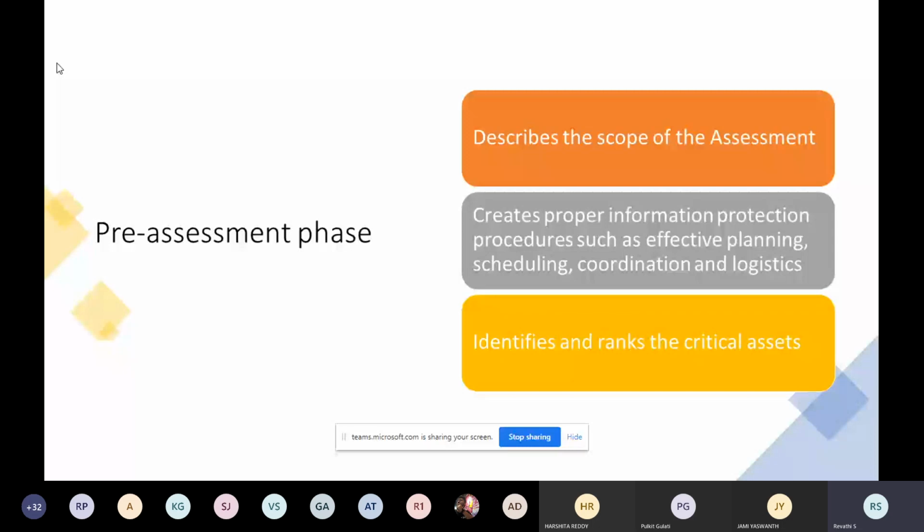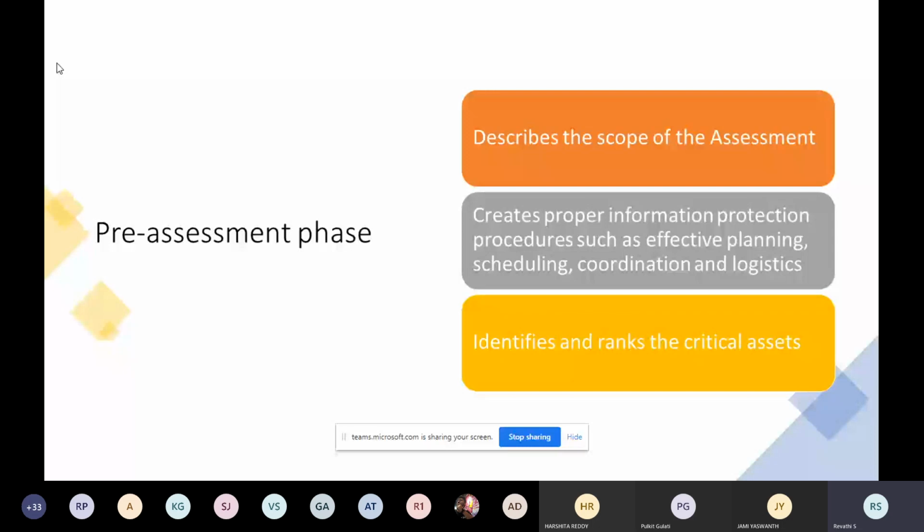There should be a certain plan. What are the logistics, in the sense, what are the tools you are going to deploy for assessing the particular thing? So all these plans should be there in the pre-assessment stage itself. And also identify what are the assets that are very much critical for the organization. These are some of the important things which you will do in the pre-assessment phase.